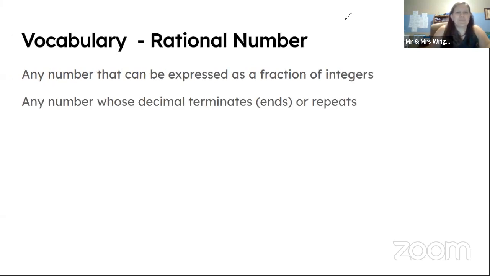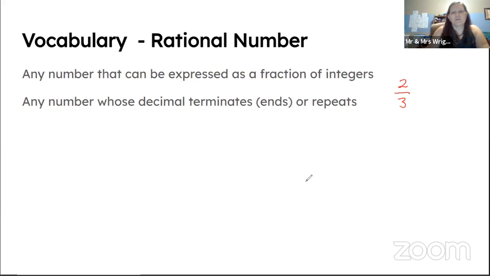Rational numbers. Okay, now rational numbers, the traditional definition for it is any number that can be expressed as a fraction of integers. That means that if you can put it like 2/3, okay, that's going to be a rational number. A whole number can also be a rational number because let's take the number 4. You can write that as a fraction because you can have an implied number 1 as the denominator, right?